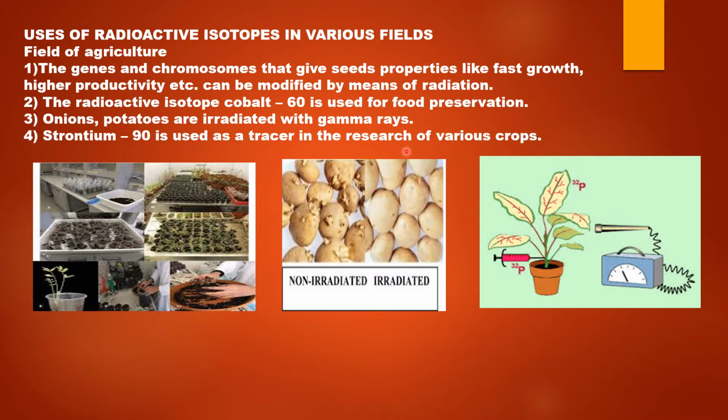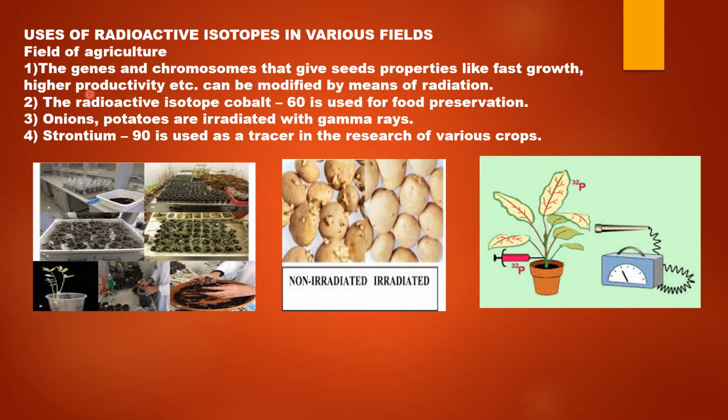or cuttings are then cultivated, then they generate plantlets which would be very good in properties like fast growth, higher productivity, etc. Then potatoes and onions can be irradiated with the help of gamma rays, which are produced from cobalt 60. So what is the use of this irradiation of the onions and potatoes with the gamma rays? That inhibits the sprouting process in case of potatoes, thereby increasing the shelf life of the potatoes.